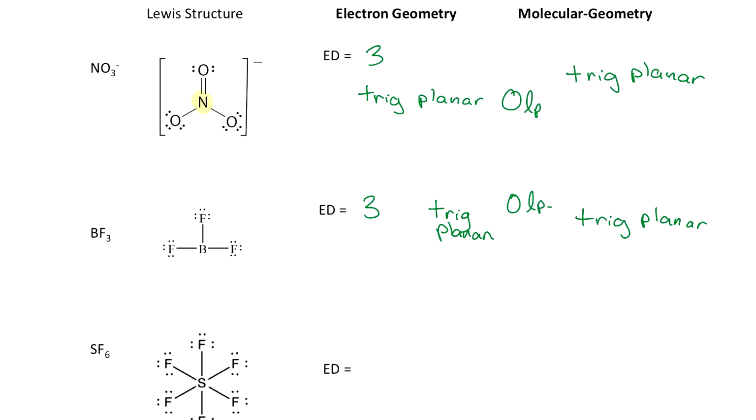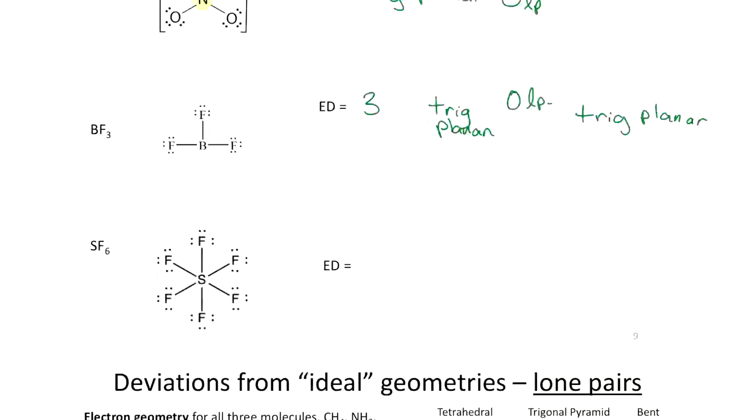So what we see is any geometry that has no lone pairs on that central atom, your electron geometry is going to be the same as your molecular geometry. It's only when we have lone pairs we got to start covering up parts of our electron geometry to get that molecular geometry.